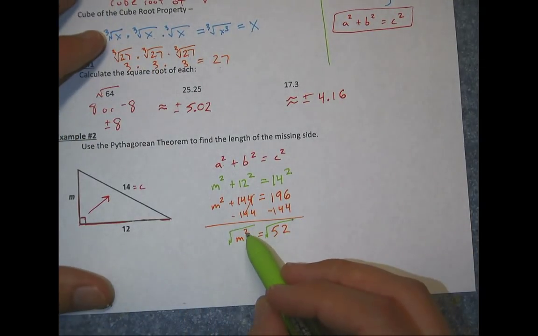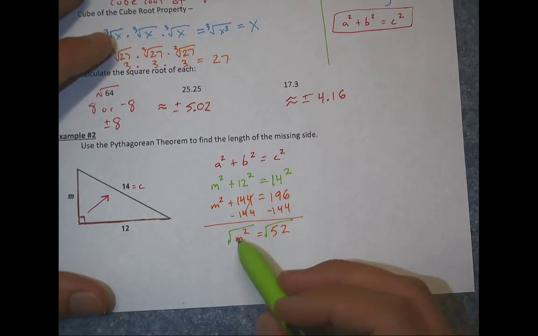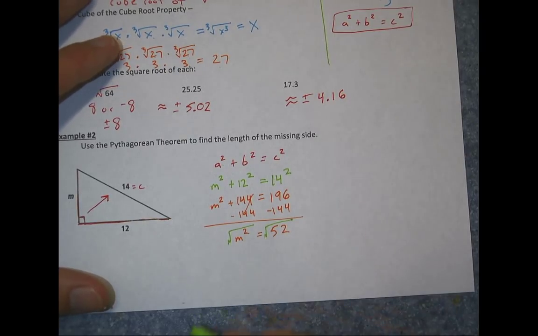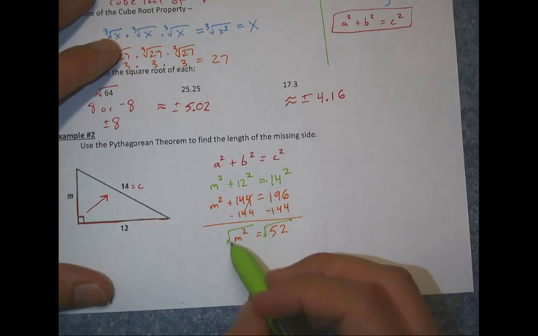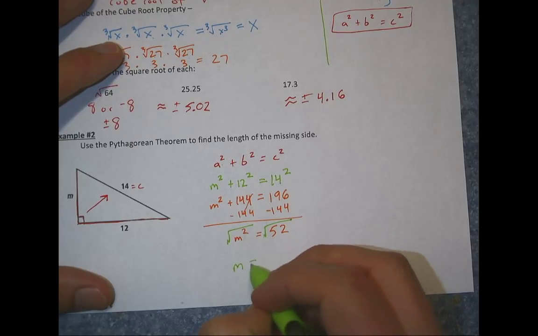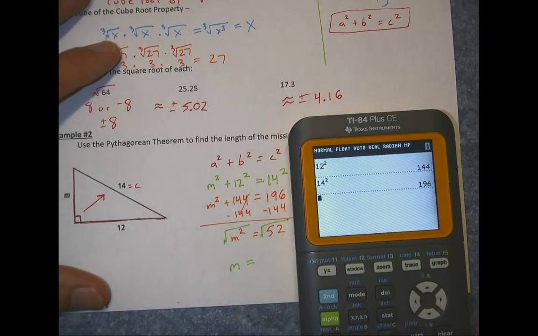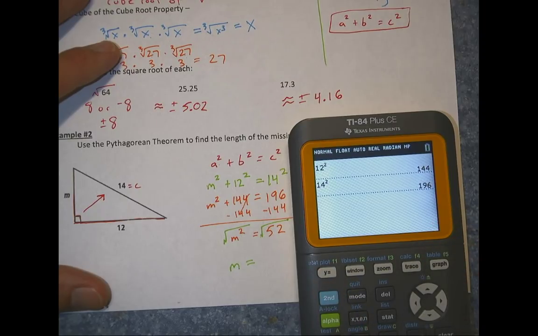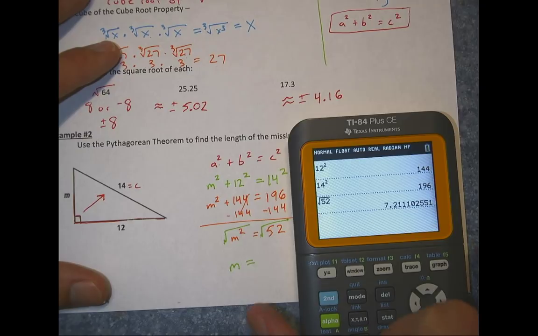So to eliminate a square, you take the square root. It's reversing. It's like when you see multiplication and we divide to get rid of it. If you see square, you're going to take a square root to get rid of it. And so when you square root a square, you're going to get just m by itself. And then we're going to take the square root of 52. And we'll round it. So it's approximately 7.2.